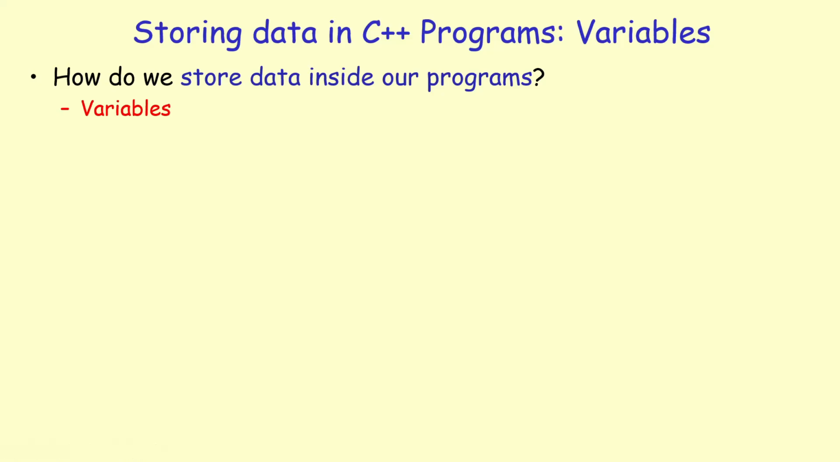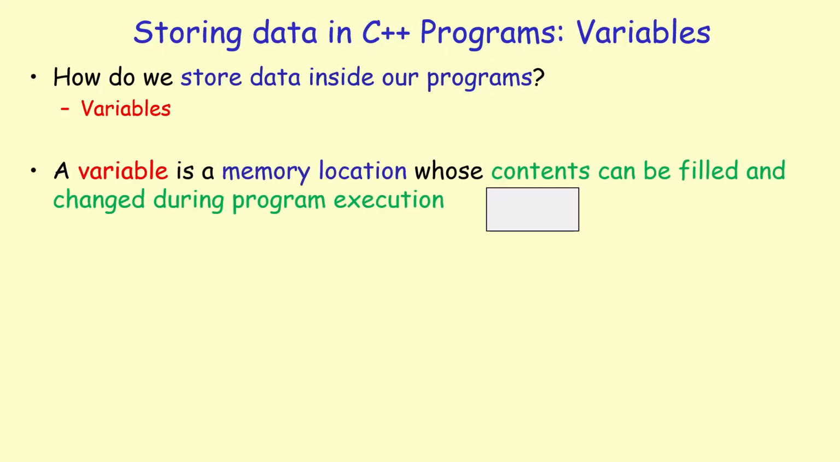So far, we have seen how to print things on the screen. The next question is, how do we store data inside our programs? And that's where variables come into play. A variable is a memory location whose content can be filled and changed during program execution. Think of a variable as a box within which you can put stuff and change later.